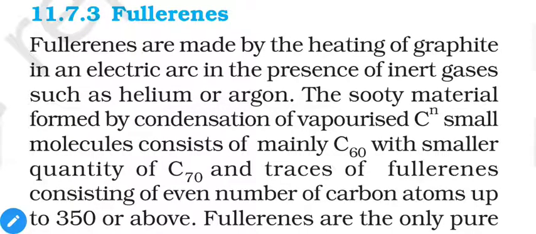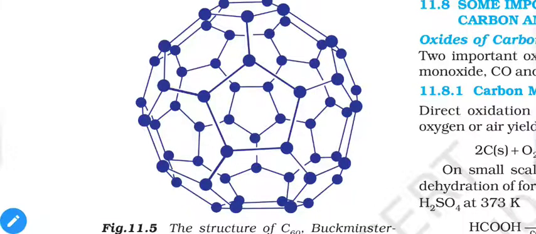The sooty material formed by the condensation of vaporized carbon or graphite will condense into Cn small molecules. That means multiple different carbon molecules will combine with each other when we condense the soot of this graphite. So this mainly contains C60, that means 60 carbon atoms in a single molecule, with a smaller quantity of C70 and trace amounts of fullerenes consisting of an even number of carbon atoms up to 350 or above. So you will get mainly C60 as a fullerene with multiple other fullerenes mixed with it. Here is an example of C60 fullerene, that means it contains 60 carbon atoms.